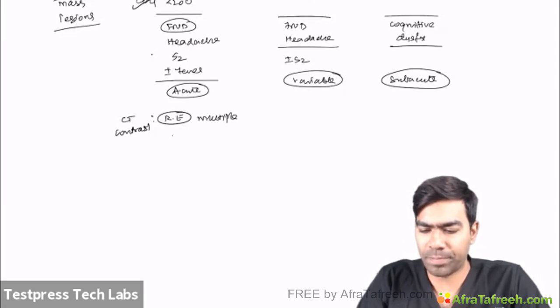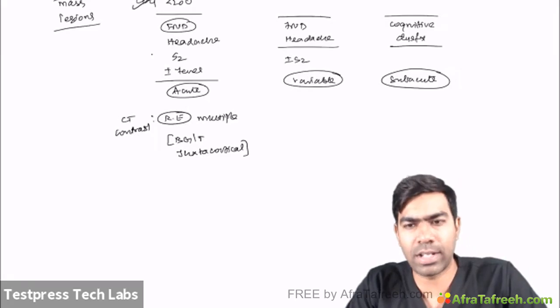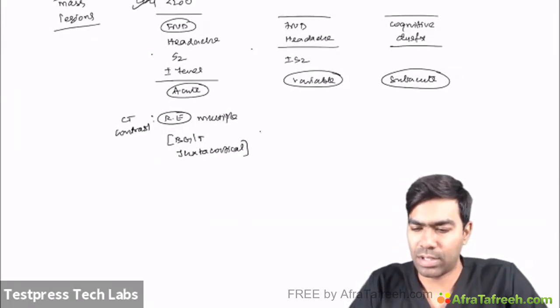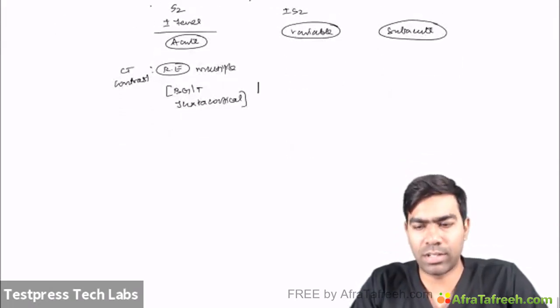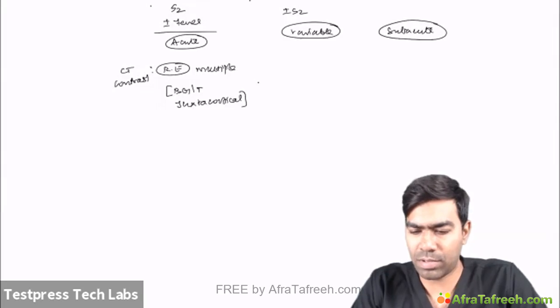Very commonly in the basal ganglia, thalamus, and in the juxtacortical location, next to the cortex. These are the areas where you're going to see multiple ring enhancing type of lesions. And as far as primary CNS lymphoma is concerned, most of the time it will be in HIV.